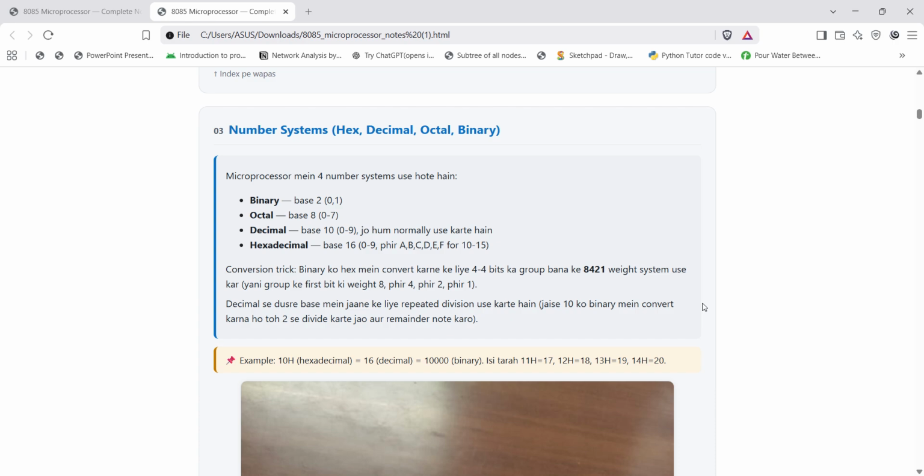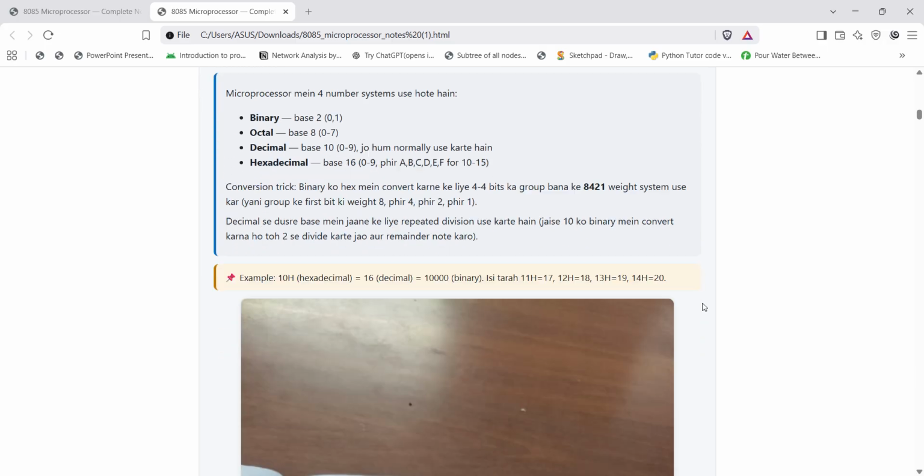So if we write 1 0 in octal, it means 8 in terms of the decimal number system. That is what I am trying to say again. Okay, 10h in hexadecimal is 16 in terms of decimal, yes, because F is 15 and 10h is 16. So 11h is equal to 17, 12h is equal to 18, 13h equal to 19, and 14h equal to 20.